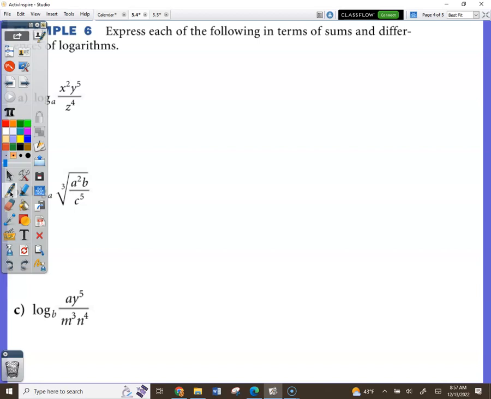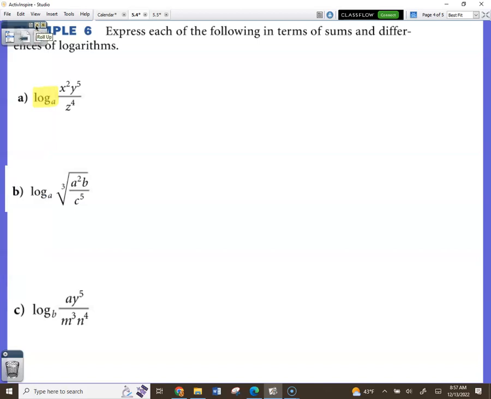All right, let's look at the first one. They have log base A of x squared y to the fifth all over z to the fourth. I like to emphasize my log and base because my expression is fixing to have that log and base repeated over and over and over, right? Now I can actually see what I'm working with here.